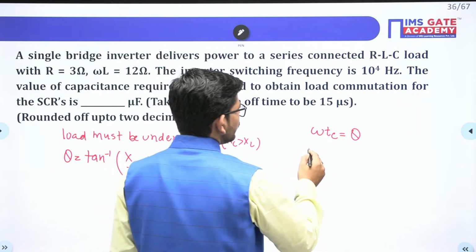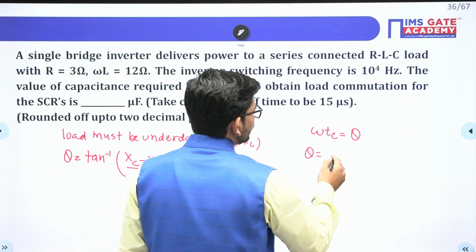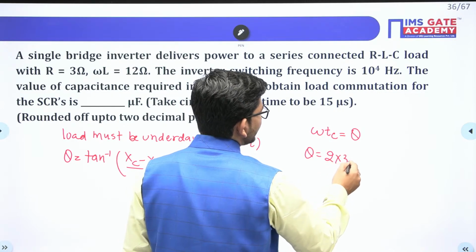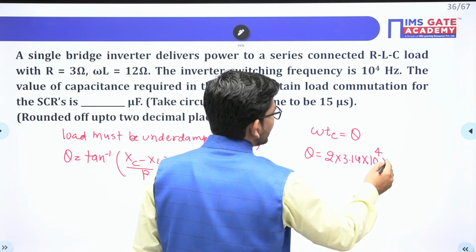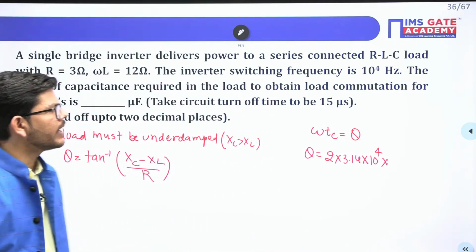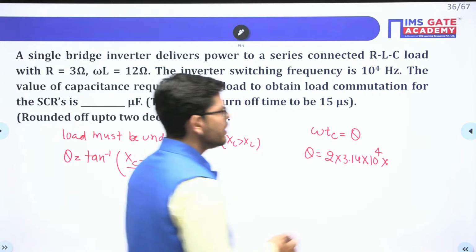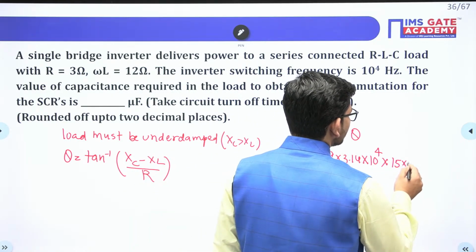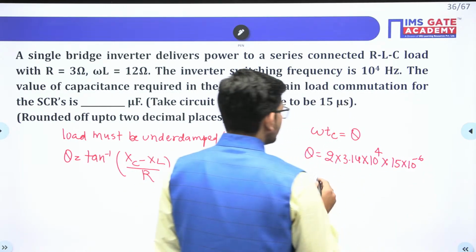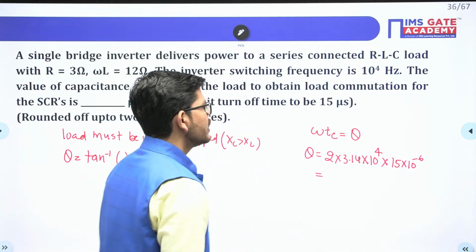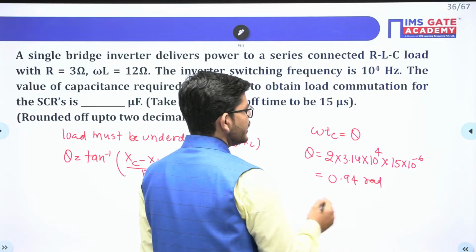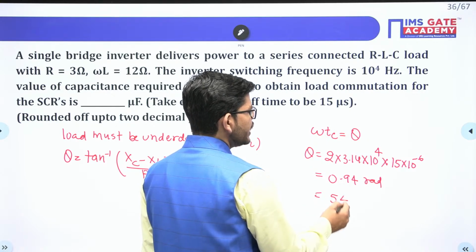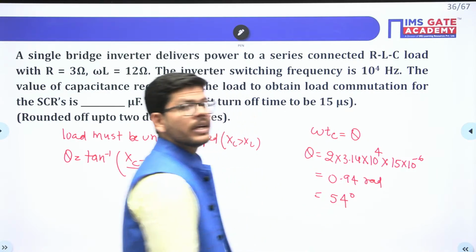So what is the value of theta, guys? Omega is 2 into pi into f. So 2 into pi into f is 10 to the power 4, and tc is the circuit turn off time which is given to us, which is 15 microseconds. When you solve it, you will get 0.94, but it will be in radian. So when you convert it into degree, you will get 54 degree here.